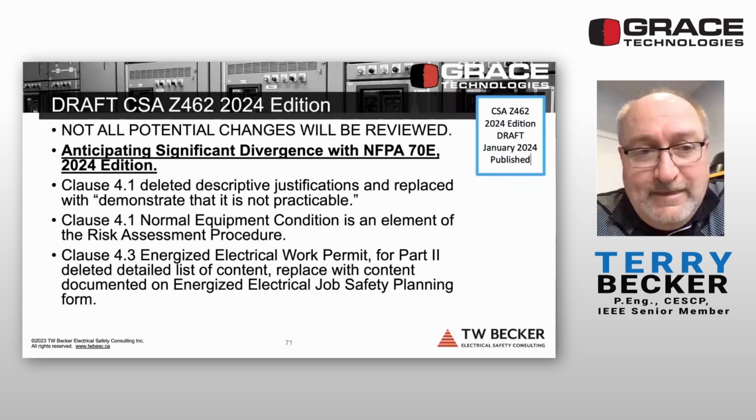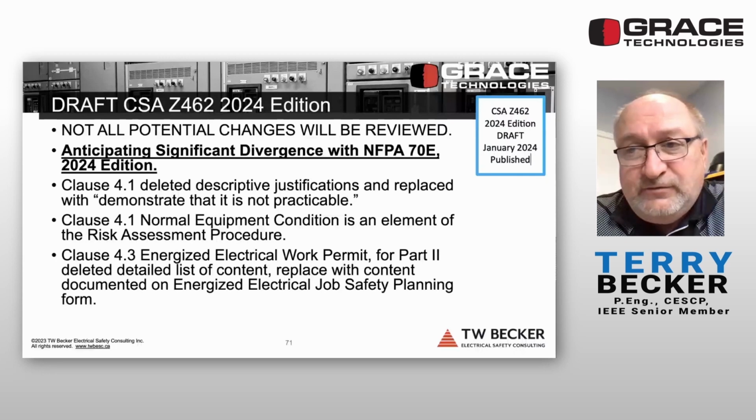All right, so clause 4.01, again, in Z462, some minor changes that would align with 70E, but some of our own changes. Again, I mentioned earlier that in 70E, it calls it normal operating condition. In Z462, we call it normal equipment condition. We include the normal equipment condition as an element of the risk assessment procedure, right? Which I really recommend that you do in your application of 70E, that now the 7 options in 70E are really things that need to be verified related to the employer's qualitative risk assessment, all right?